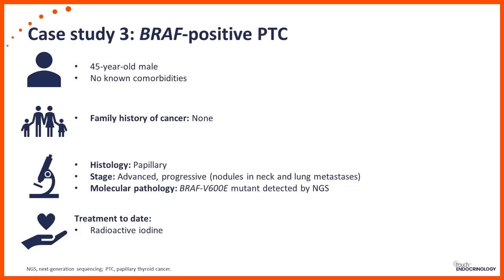So a good example of this might be a 45-year-old patient who presents with nodules in their neck, they have radioactive iodine, and it's ultimately discovered that they also have differentiated thyroid cancer in their lungs. This isn't an uncommon scenario. Sometimes people think it's just in their neck, but then they actually end up getting a CAT scan at some point, and it turns out that they have really disseminated disease in their lungs, and they have a BRAF mutation.